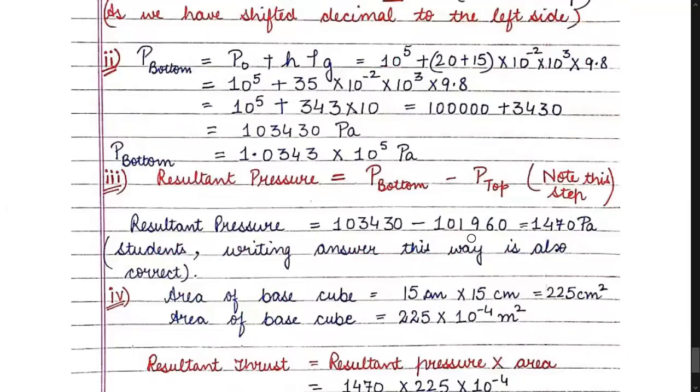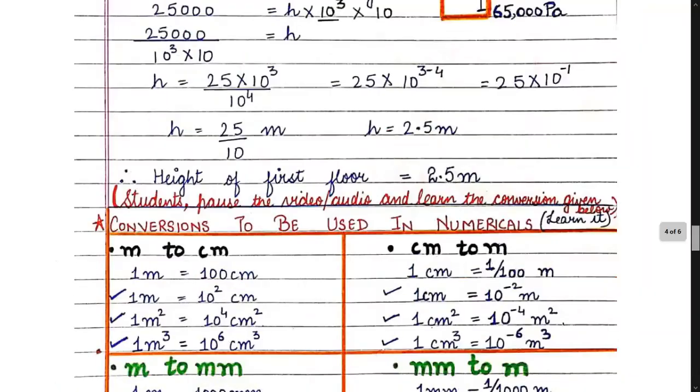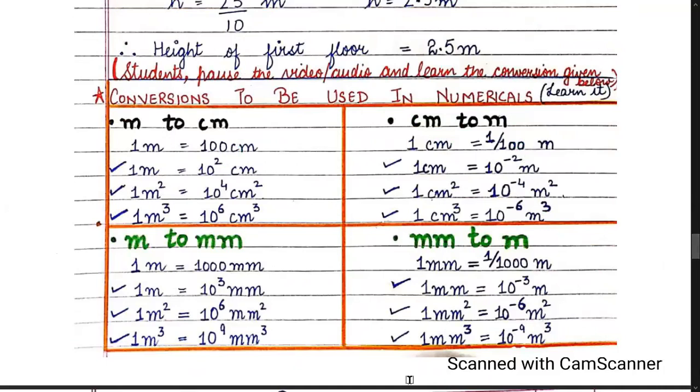So children, with this, I come to an end to this session. Kindly go through all the examples, that is from 1 to 12, and also learn the conversions, children, since they will be used in our next exercise also.